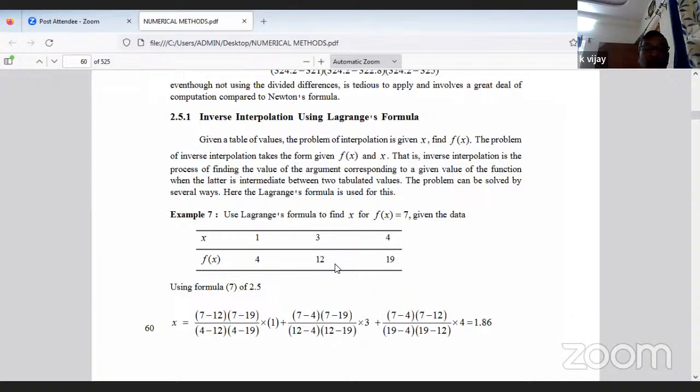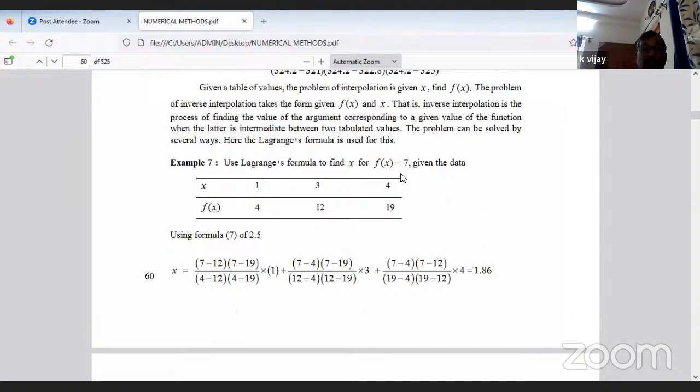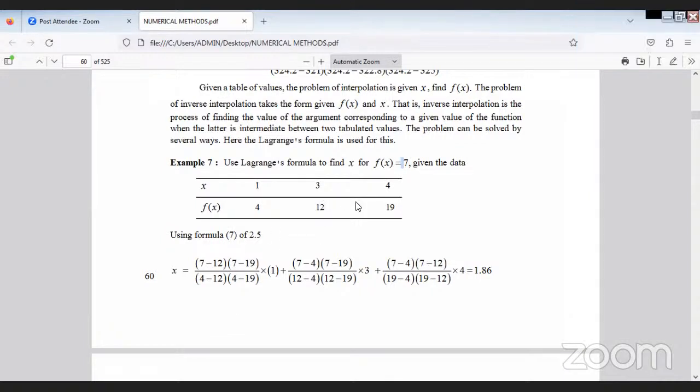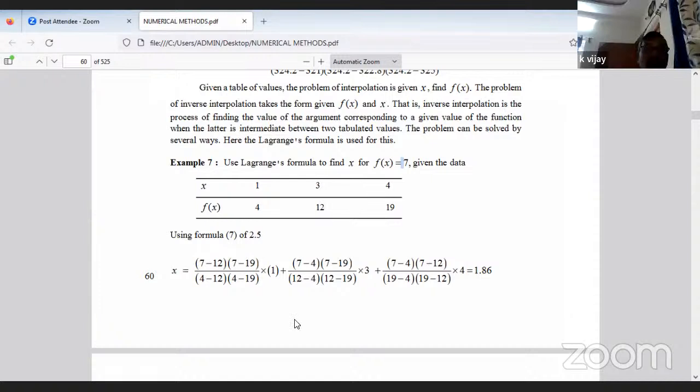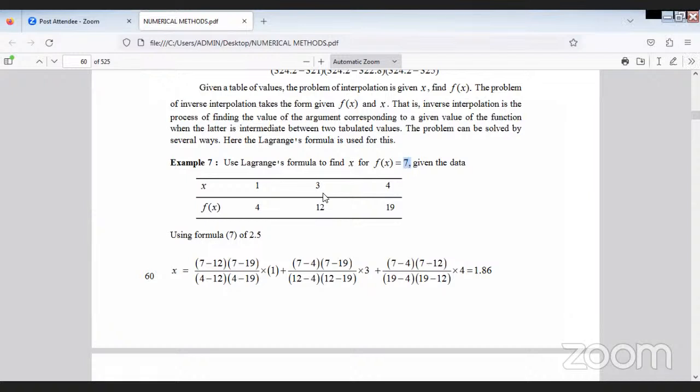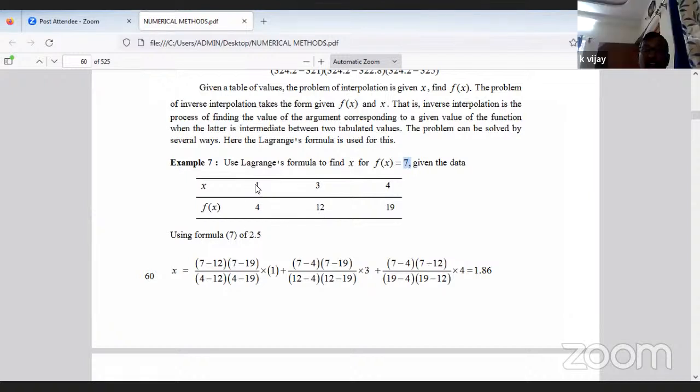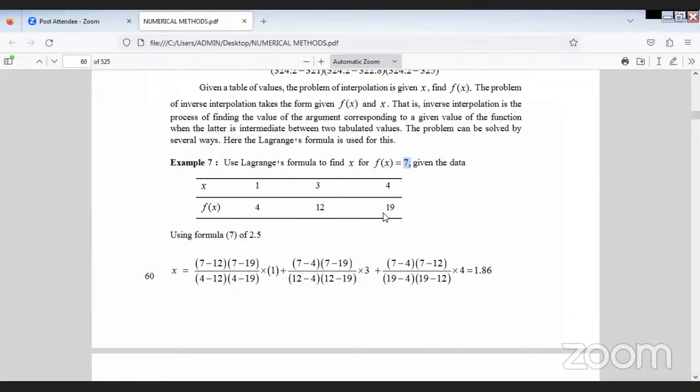See here, I am using formula. F of x is equal to what is here? 7. So see here, 7 here, 7 here. So first మనం find out చేస్తున్నాం. F of x ఎంత ఇచ్చినాడు? 7 ఇచ్చారు సార్. 7 minus ఫస్ట్ తీసుకోవట్లేదు. ఫస్ట్ టైం ఇగ్నోర్. 7 minus 12, 7 minus 19. అవునా? Yes sir. Okay sir.